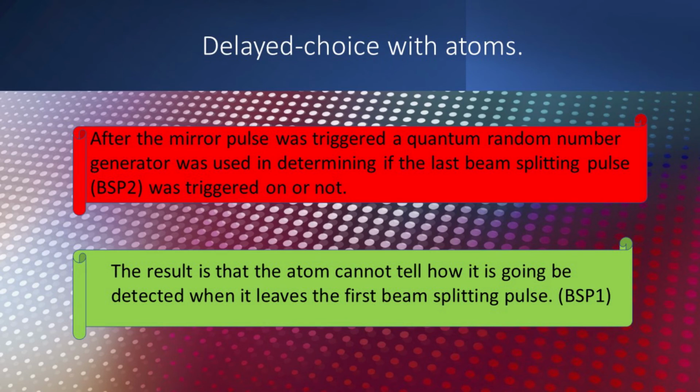After the mirror pulse was triggered, a quantum random number generator was used in determining if the last beam splitter pulse, BSP2, would be triggered or not. As a result, the atom cannot tell how it is going to be detected when it leaves the first beam splitting pulse, BSP1.